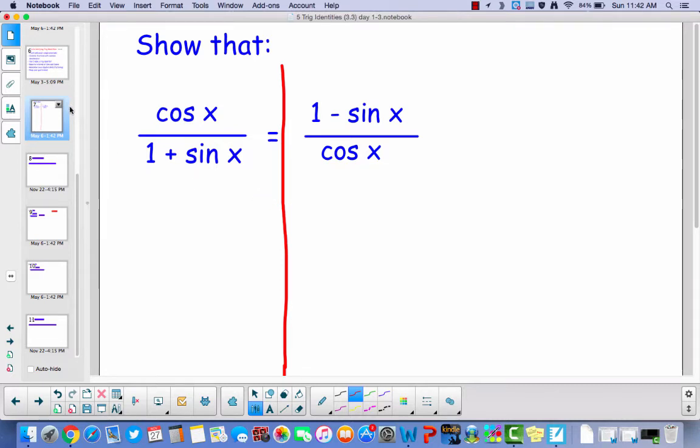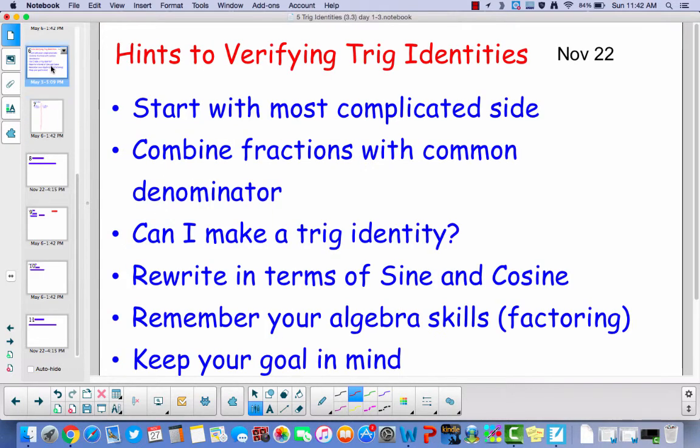If we go back to our list of strategies, we see start with the most complicated side. We've just talked about that. We can't really combine fractions with common denominators. Everything's already in terms of sine and cosine. We might need to remember our algebra skills, but we really can't factor. So we're going to go back up to this one. Can I make a trig identity?